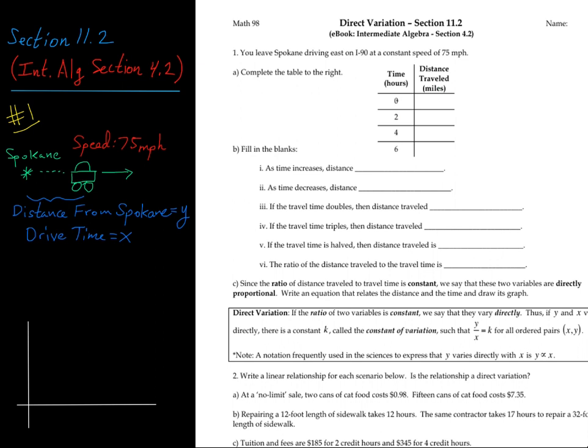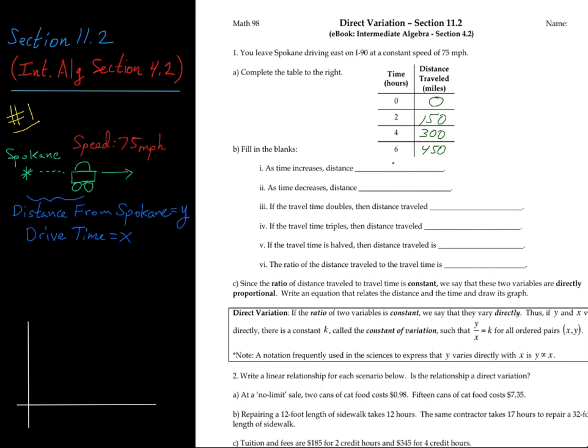In the first column, we have some different drive times, and we're asked to fill out the corresponding distances traveled. When the time is 0, we haven't done any driving, so we would be in Spokane, a distance of 0. After 2 hours, driving 75 miles per hour, that would be 150 miles, just 2 times 75. After 4 hours, another 150 miles brings us to 300 miles in total. And after 6 hours, another 150 brings us to a distance of 450 miles.